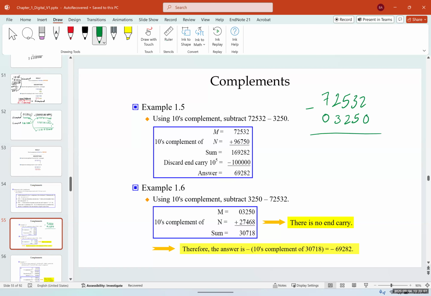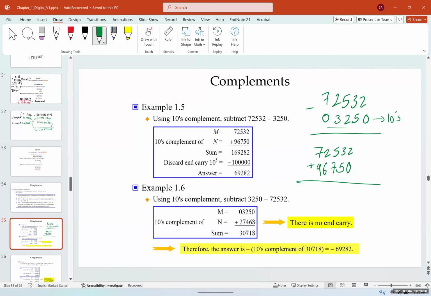Now, to do this, I'm going to add the first one, which is 72,532, to the tens complement of the second one. So what is the tens complement of 3,250? Again, we would keep the first 0, the least significant 0 on the right. We will subtract the first digit by 10. So I'm going to have 5. And then I'm going to subtract the rest by 9. So the second one is going to be 7, 6, and 9. Now I'm going to add these two together.